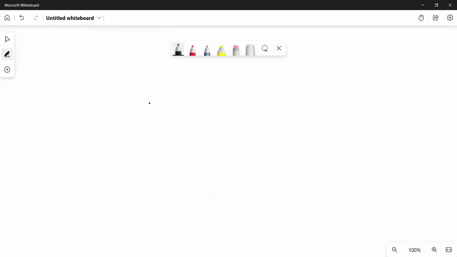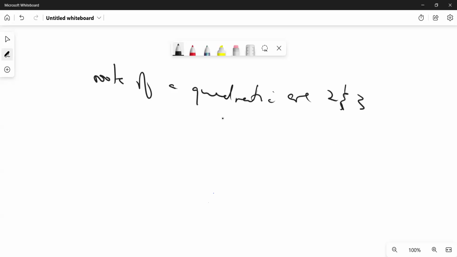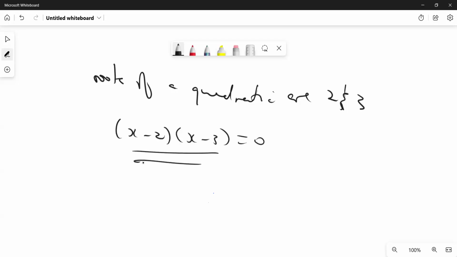So, for example, if I tell you the roots of a quadratic are, let's say, 2 and 3, right away you know that the equation is really (x minus 2)(x minus 3) equals 0, right? And you can multiply that out.